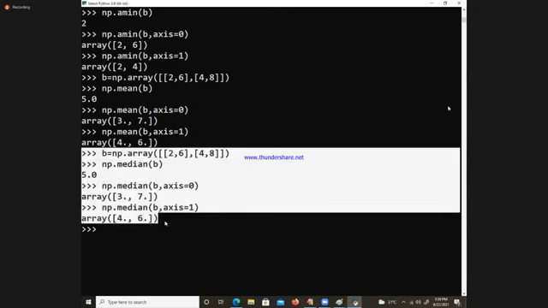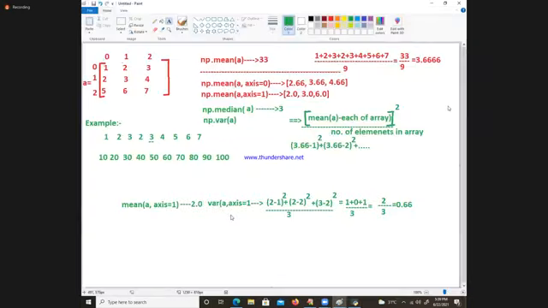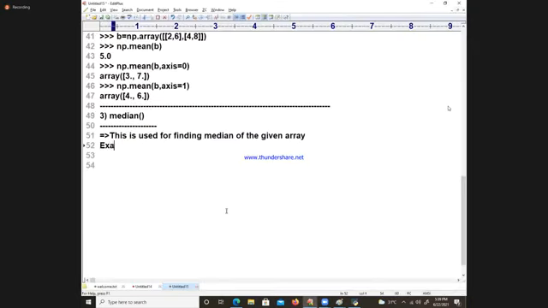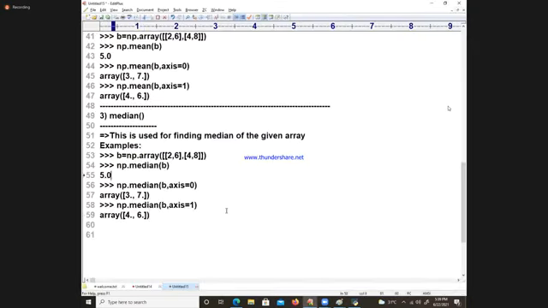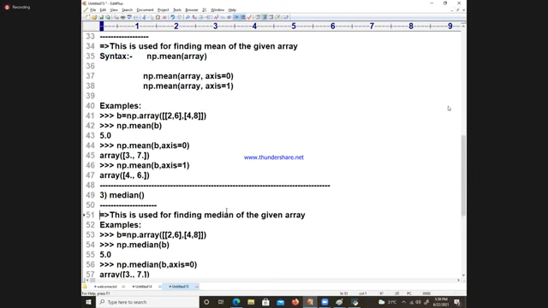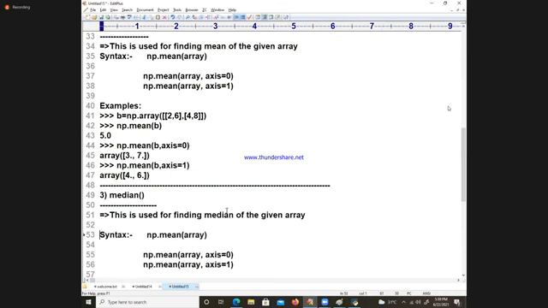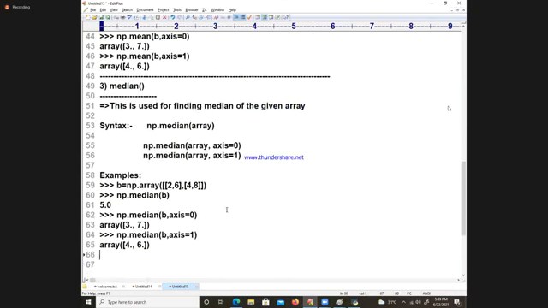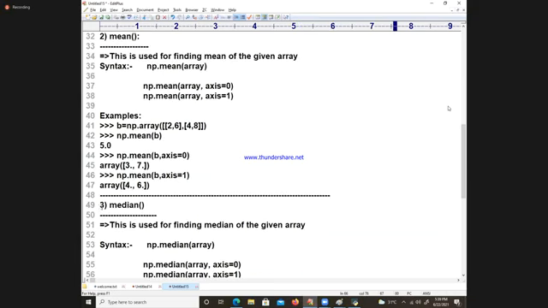So, we got this. Coming to this point, examples. Now, syntax you see, syntax also we will get it. So np dot median, this is called median. So, array. So, I will take here median. Yes, this is the thing.